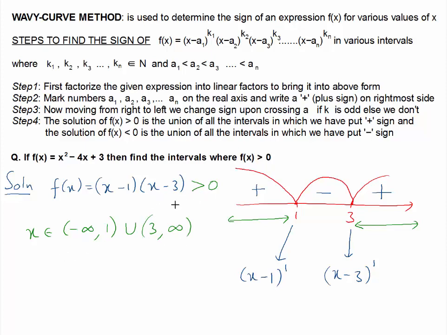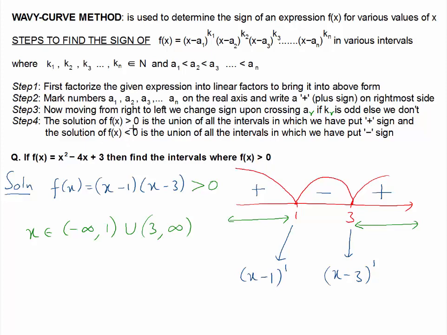So this is how we find the sign of the expression, and this method is called the wavy curve method. Now this is what steps 3 and 4 are: when we move from right to left, we change the sign upon crossing a particular value a_r if k_r is odd. Let's say we are crossing a_2, so we check the power k_2. If k_2 is odd, we change the sign when we are crossing a_2. But if k_r is even, then we do not change the sign.